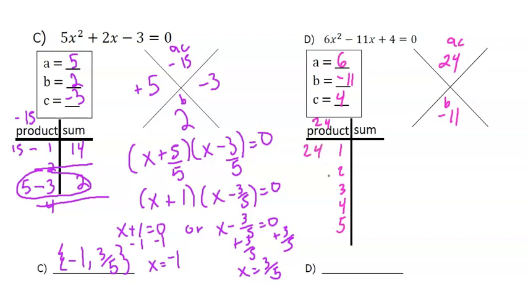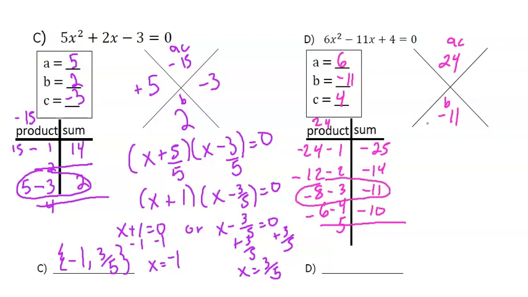So we have 24 and 1, 12 and 2, 8 and 3, 6 and 4, and then 5 would be a decimal because 24 divided by 5 is a decimal. There's positive up here, so we'll have the same signs, and they need to be negative because your sum is a negative number. Let's write out the sums. So it looks like that third pair works. -8 and -3. And then we have x minus 8 times x minus 3 equals 0.